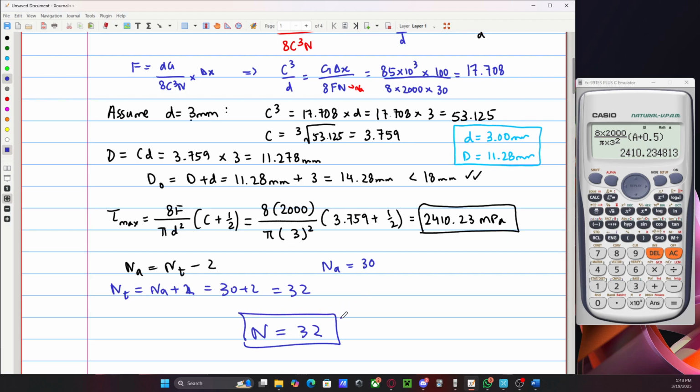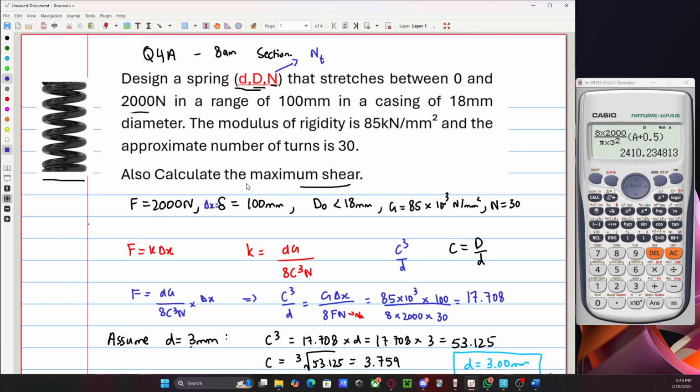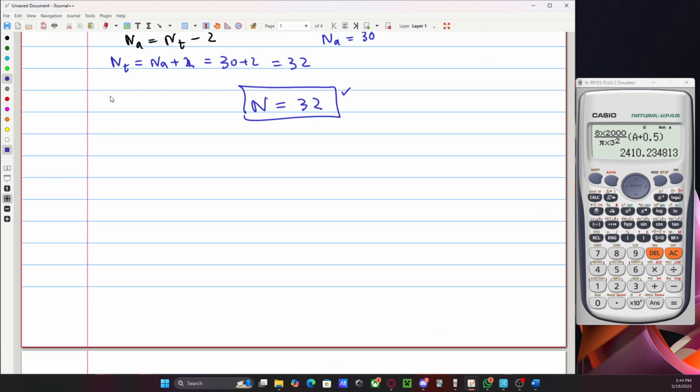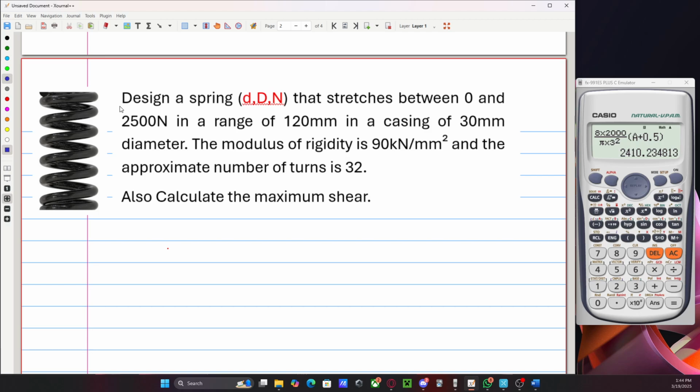So these are our 4 answers. N equals 32. And for my diameter of 3, I get this shear, and I get this capital D. All right, so this was the first section quiz. So now we have our second section quiz. So this was quiz 4B, the 11 a.m. section. Now we will follow the same process.